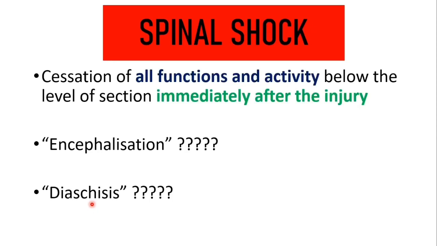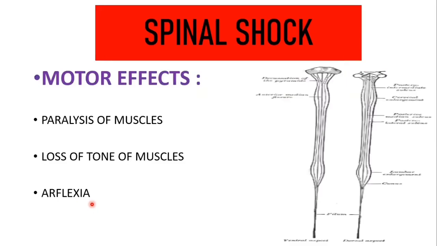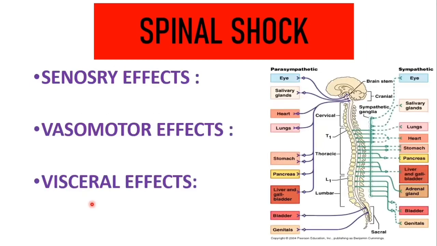So these 3 points you should remember under spinal shock. These are some introductory points that you must know. Now, spinal shock: what all is going to happen? I told you the recovery duration is 3 weeks. What is going to happen in those 3 weeks? We are going to have 4 major effects: motor effects, sensory effects, vasomotor effects, and visceral effects.